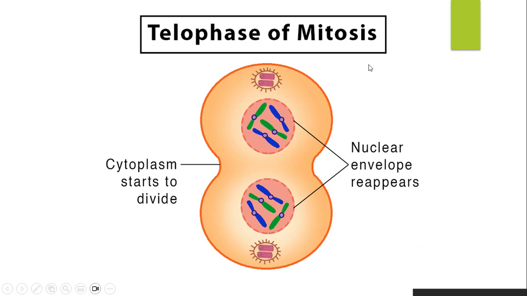So in the telophase of mitosis, the nuclear envelope reappears. As you can see, this is the nuclear envelope and it reappears. The cytoplasm starts to divide. So this is the cytoplasm and it starts to divide.